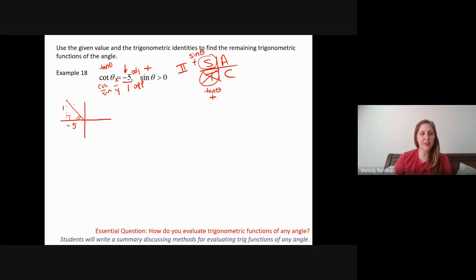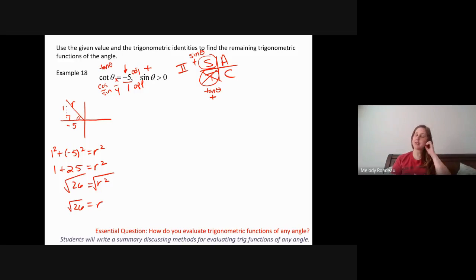Then I just need to figure out what is my radius. So this one is not a Pythagorean triple, so I'm going to do some Pythagorean theorem. 1 squared plus negative 5 squared equals r squared. 1 plus 25 is r squared. 26 equals r squared. Square root both sides. And because we're talking about the radius, I'm going to keep this as a positive square root of 26. If you could break down that radical into something useful, we probably would, but it doesn't. So I'm going to leave it as square root 26.